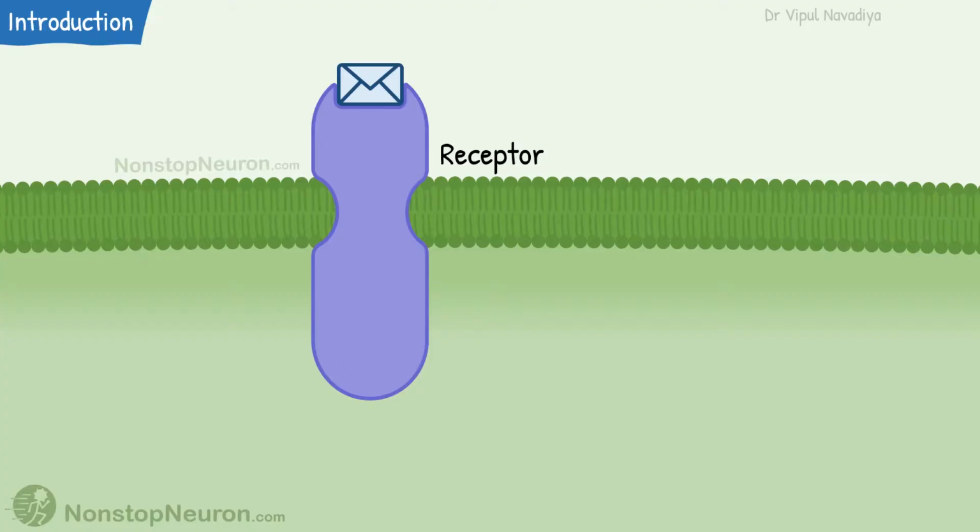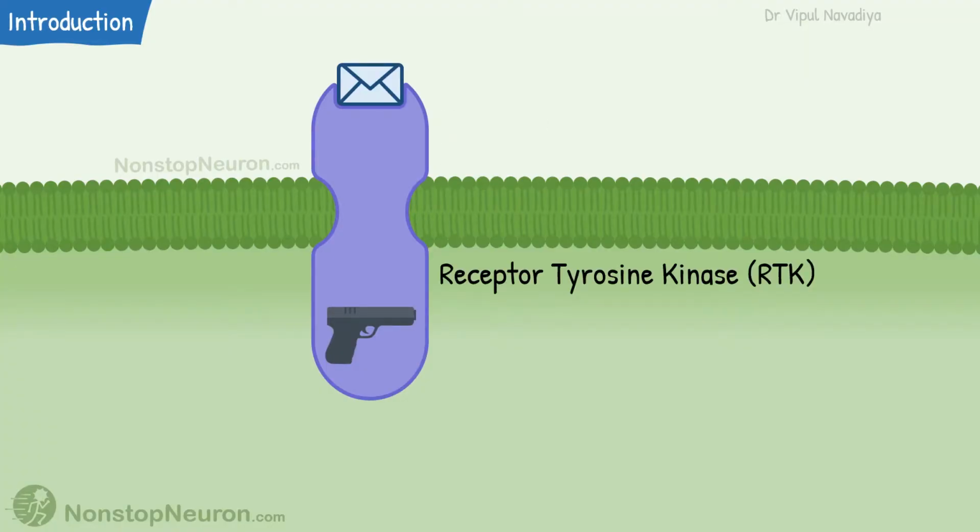from the external messenger. Catalytic receptors are receptors with inbuilt enzymatic activity. Receptor tyrosine kinase or RTKs are such catalytic receptors. Most receptor tyrosine kinases are single-pass transmembrane proteins. They have a ligand-binding domain on the extracellular side and a tyrosine kinase domain on the intracellular side.